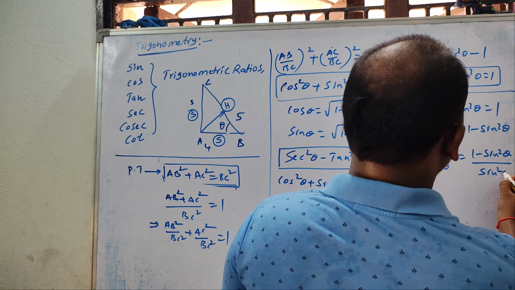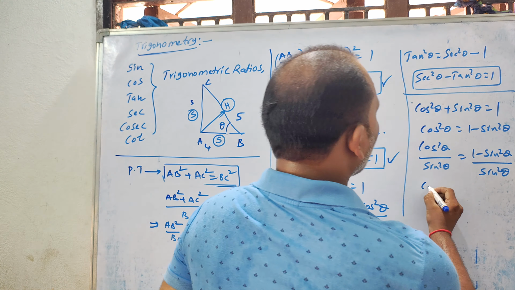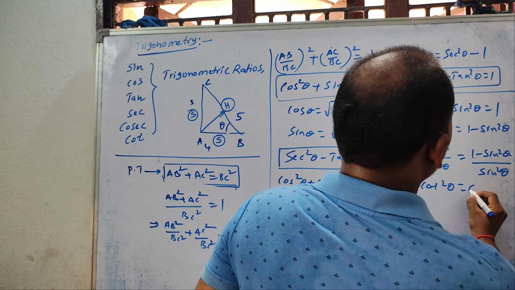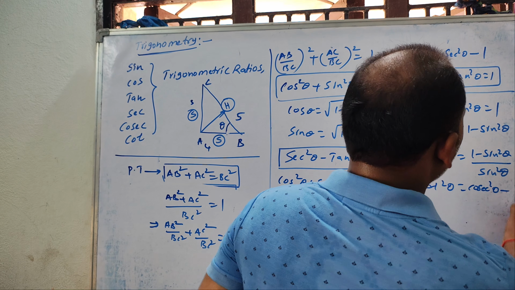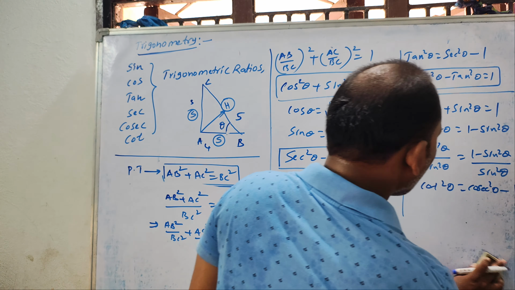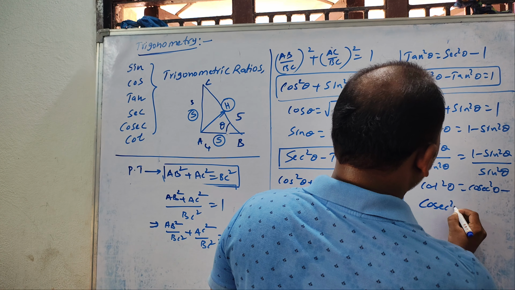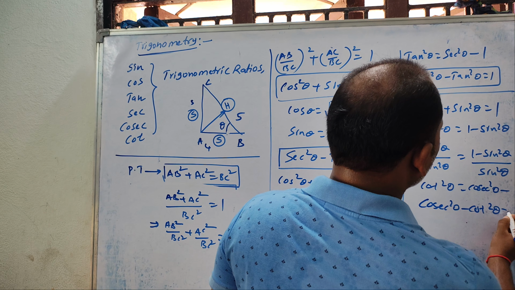I have to divide with sin square theta on both sides. So what will happen, guys? This becomes cos square theta, and this becomes cosecant square theta minus 1. Agree? So now the resultant of this is cosecant square theta minus cot square theta is equal to 1.